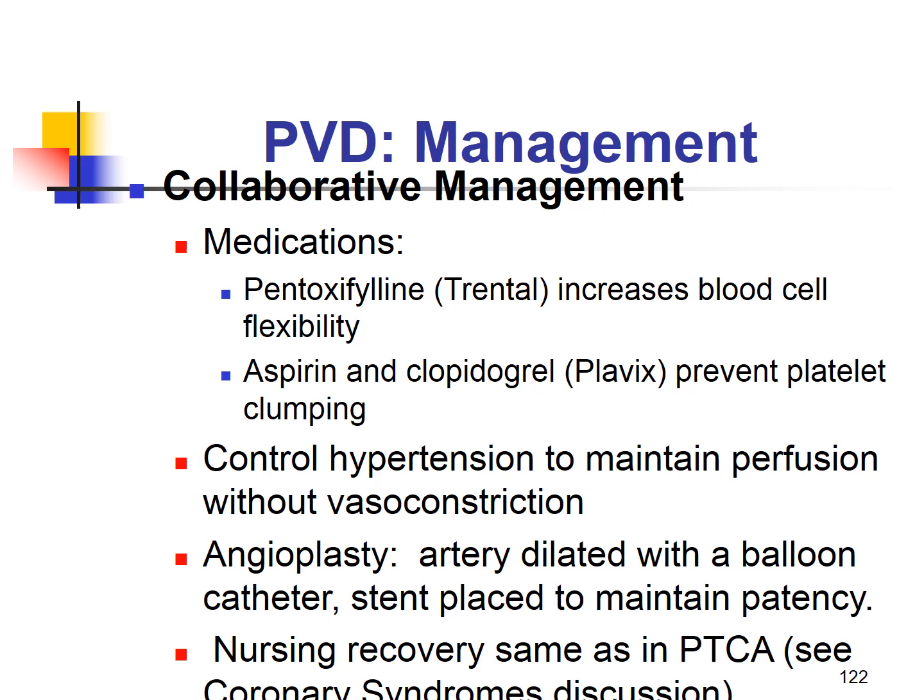We need to control the blood pressure to maintain perfusion without any vasoconstriction. We may do angioplasty to help dilate the artery with a balloon catheter and a stent that is placed to keep it open. Nursing recovery is usually similar to that of PTC as discussed previously.